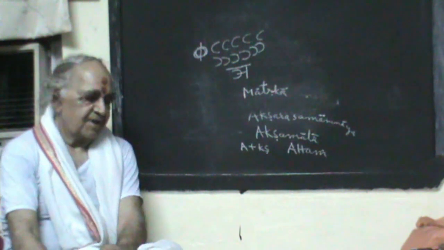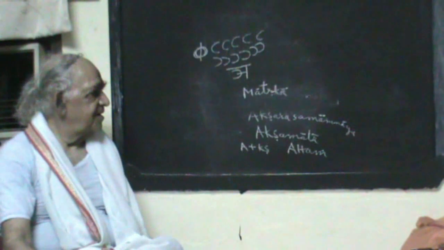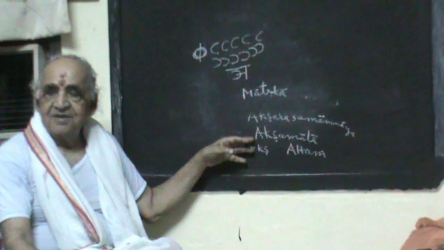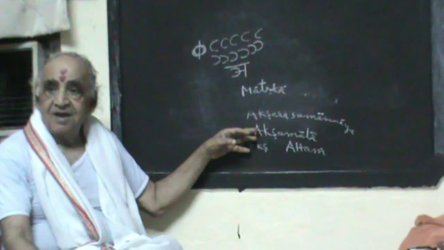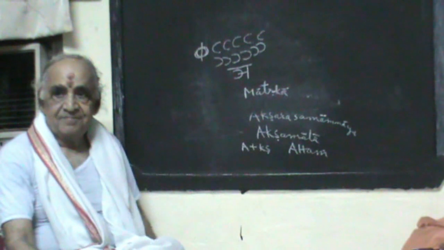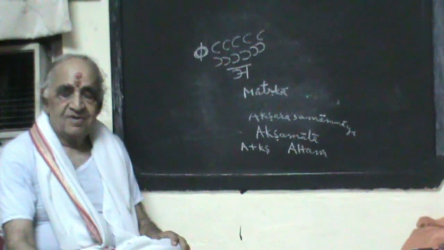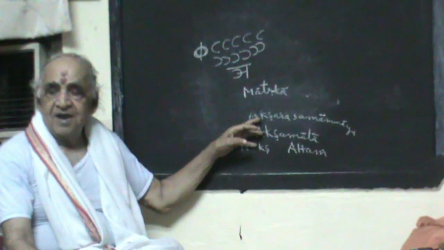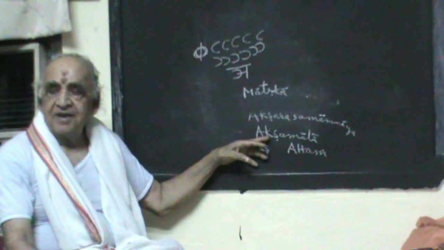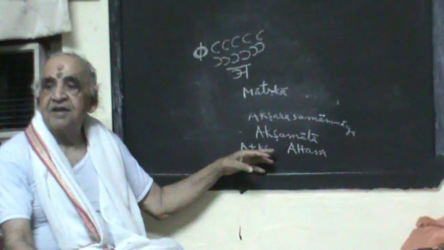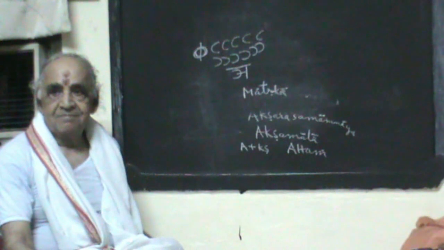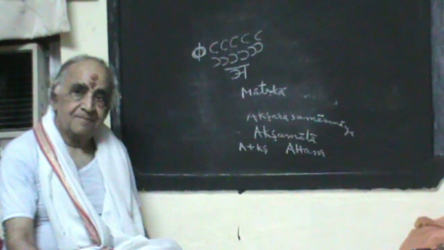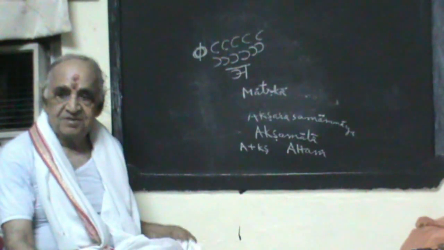Clear. Now we come to the other step. So we understood what is letter and what is alphabet. Letter is Varna, Akshara, two. And alphabet is Varnamala, Akshara Samamnaya, and in Tantra Akshamala. Nowadays they say Varnamala, or in Hindi they borrow.